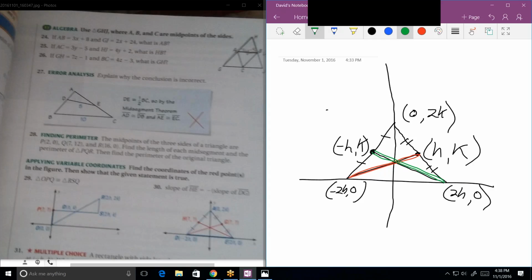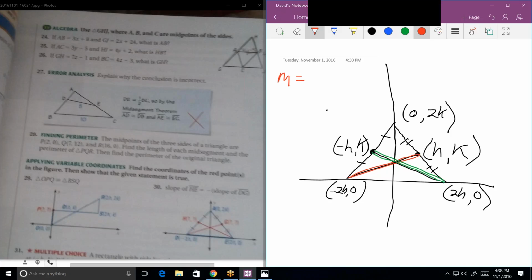Now, on number 30, we don't need to do anything but calculate the slope of the green line and the slope of the red line. What's the slope of the red line? Look what it wants you to prove. It wants you to prove that the slope of HE is the slope of... I was reading. All right. So what's the green slope? Or what's the red slope? The red slope, that would be 1/3, right?